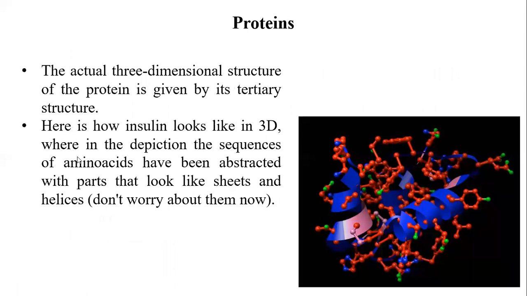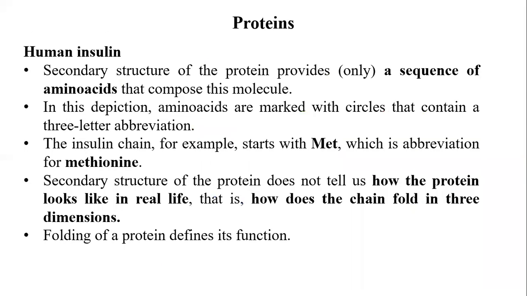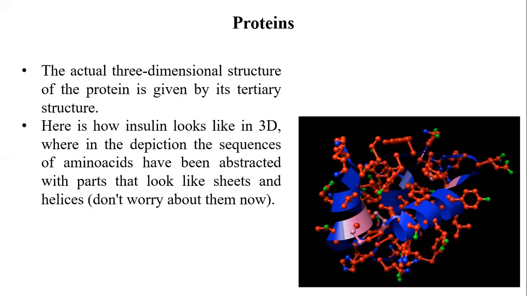इसके बाद the actual 3-dimensional structure of the protein is given by its tertiary structure. There are 3 levels. Primary structure, that is the primary sequence. Second level is secondary structure, which is the chain of amino acids. और जो उसका third level है, that is tertiary structure. This is the picture of a tertiary structure, और इसको हम 3D structure भी कहेंगे.